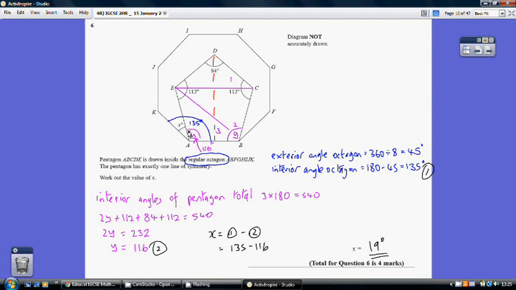So this interior angle here is 116. The big angle all the way around here from K to A to B is 135. So my angle x must be the whole angle of 135 less this 116, which is 19 degrees.